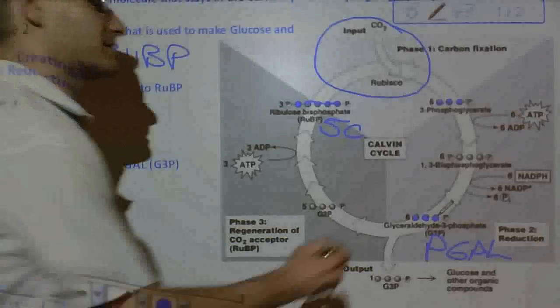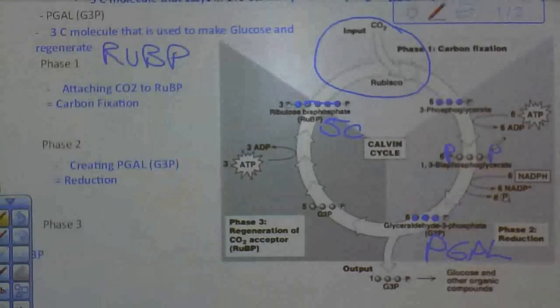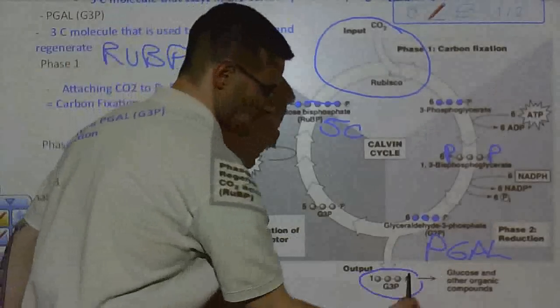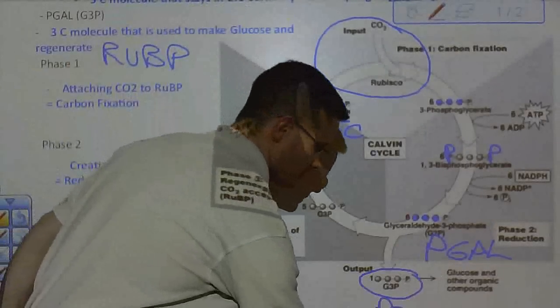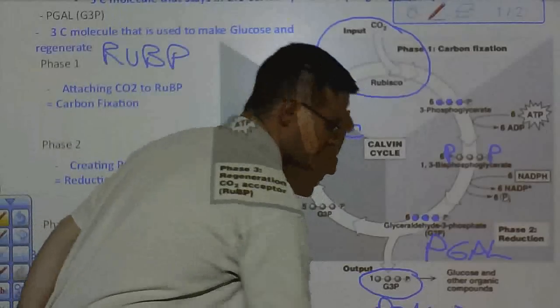Those other molecules attached to these guys right here are phosphates. And that comes from ATP. That's, again, the energy molecule. And then you see one of these guys is going to drop out and eventually become glucose.